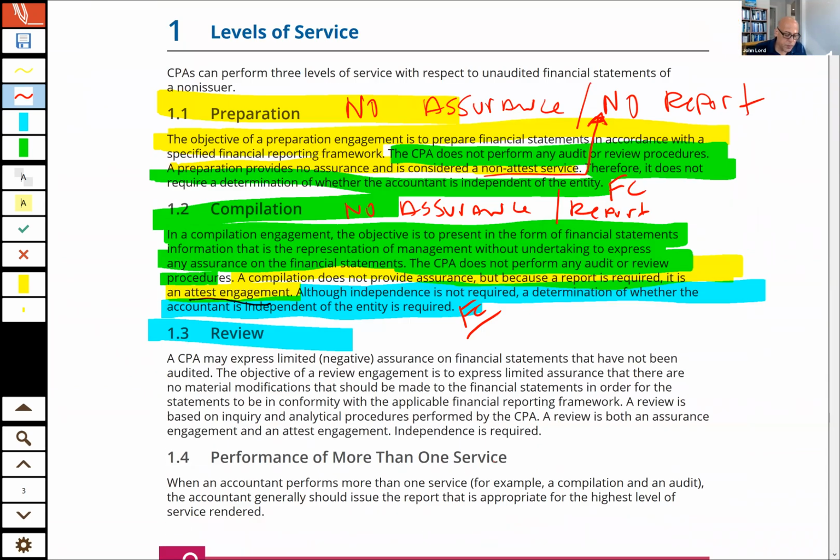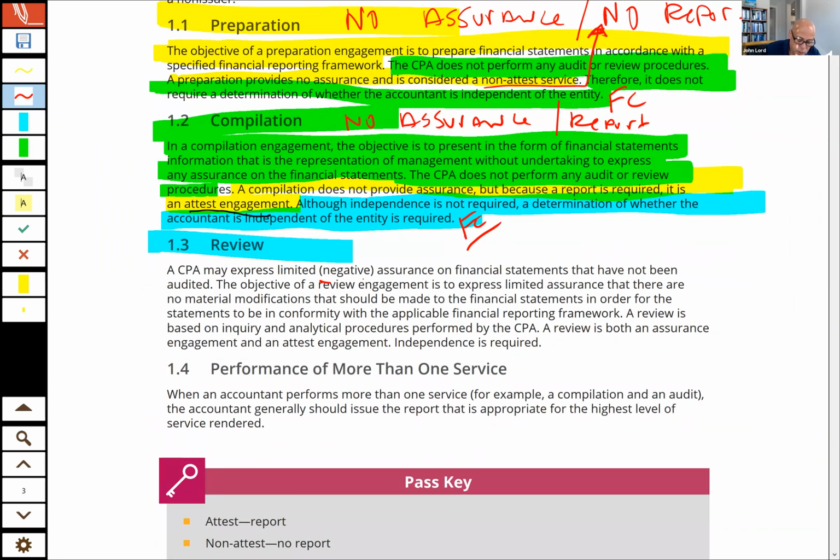Okay. With a review now, we give something called negative assurance. Negative assurance is an assurance in which the CPA, the accountant, you don't even have to be a CPA to give a preparation or a compilation. You don't have to be licensed. To do a review, since you're giving assurance, you do have to be licensed by one of the states. And the assurance that you give is negative. In other words, what you will say is, I am not aware of material modifications that need to be made in order for the financial statements to be in accordance with the applicable framework, probably US GAAP.